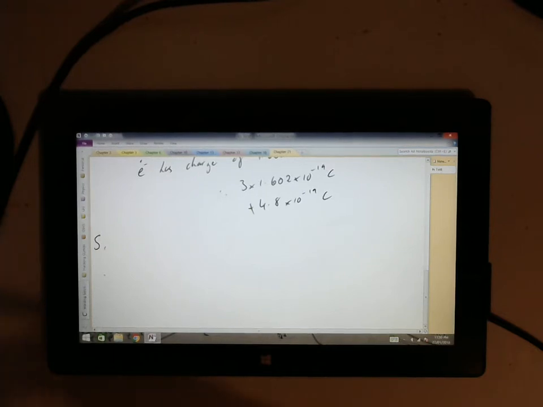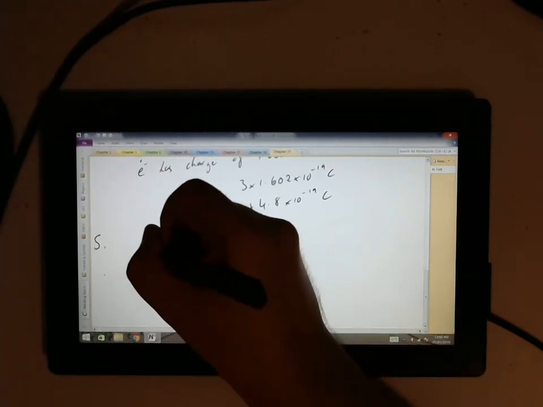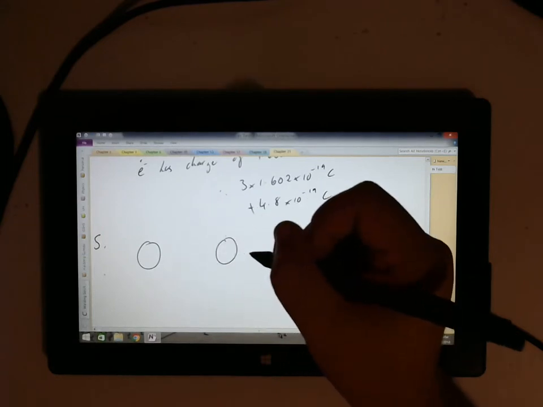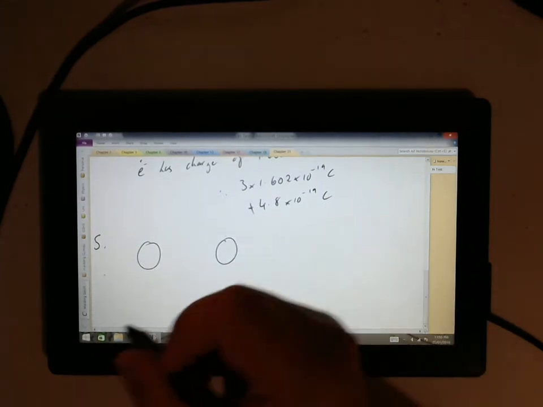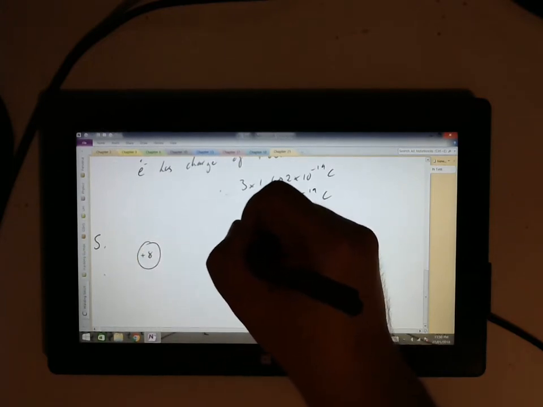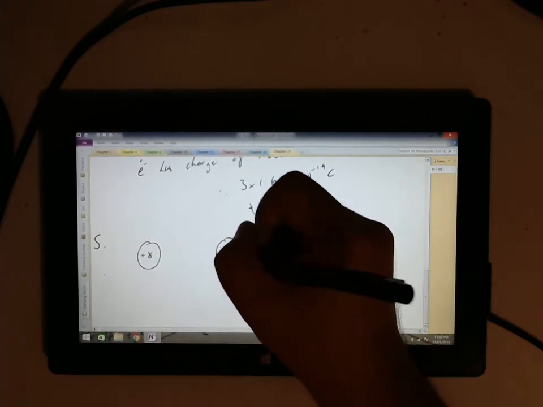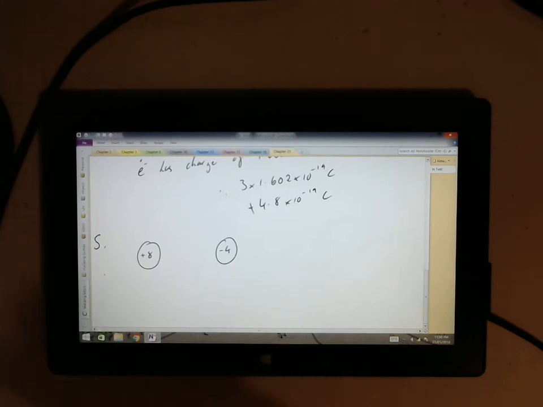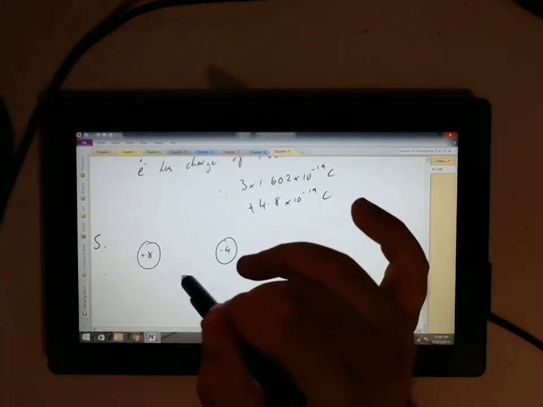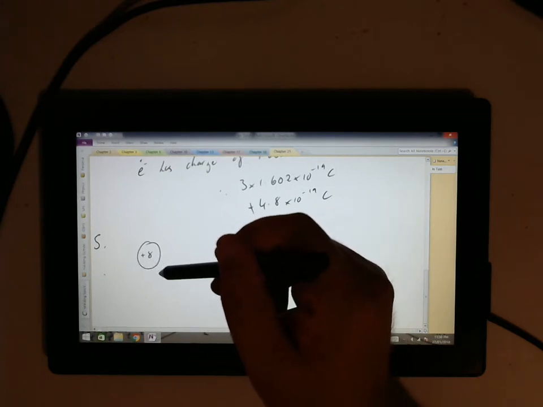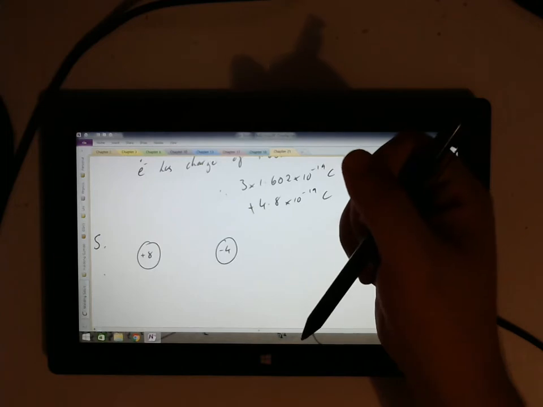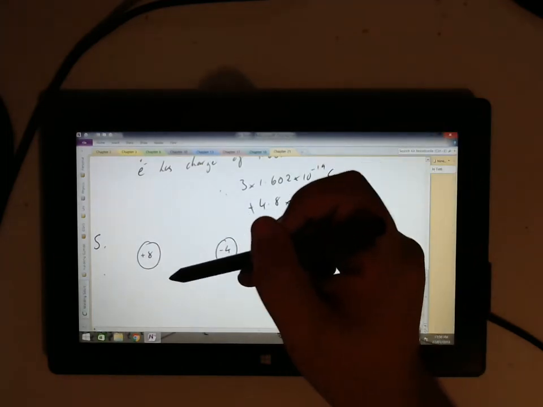Okay, so let's think about this. Let's draw our 2 spheres. We have an A and we have a B. We're just looking at A, so that's plus 8, and that's minus 4. They're both microcoulombs, so these are identical. Now, these are identical metal spheres, so that means they've got the same mass, the same volume, the same area, everything about them is the same. All that's different is the charges.